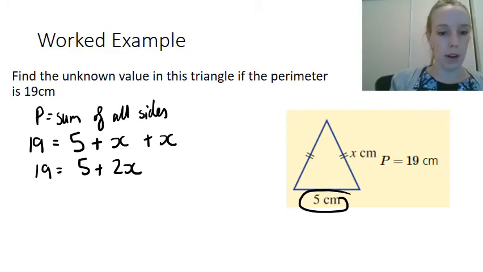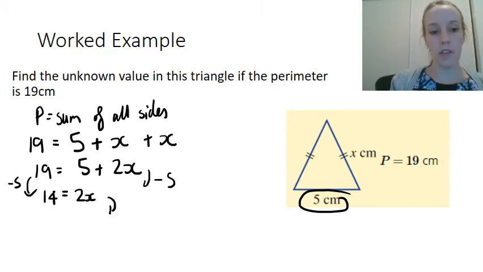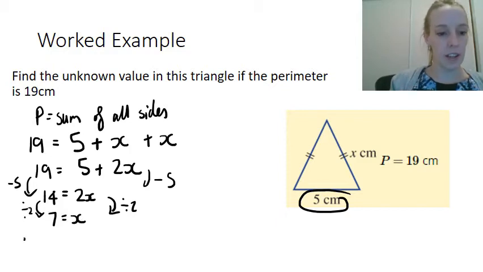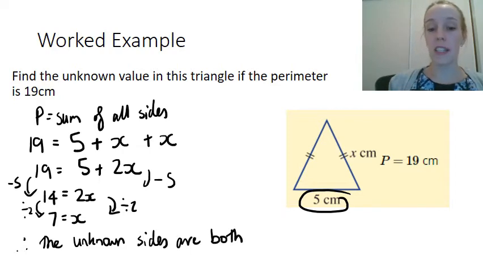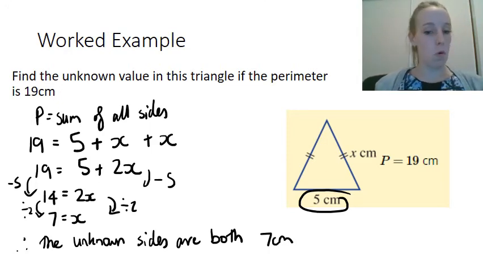So we're going to take 5 from both sides. So 14 equals 2x, and then we're just going to divide by 2. So 7 equals x, so therefore the unknown sides are both, and we won't forget our units, so it's centimetres, so they're both 7 centimetres. And that's all there is to it.